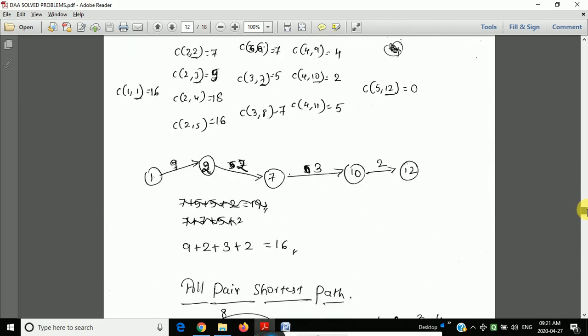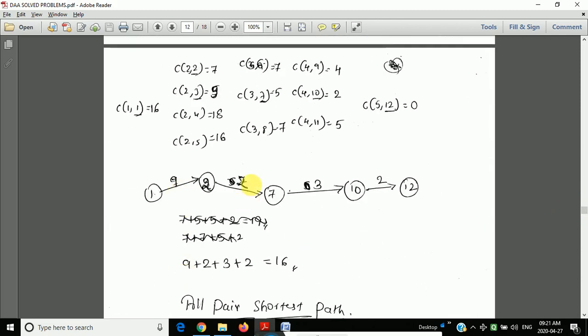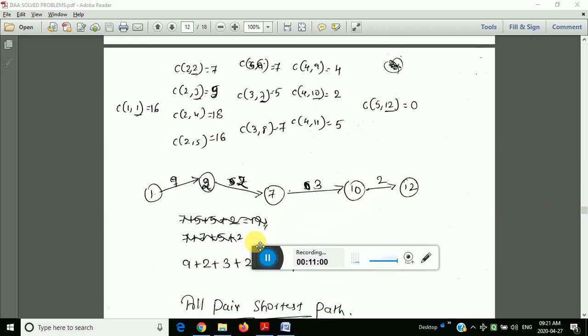So after that we have to find the cost. So 9 plus 2 plus 3 plus 2. So you will get the answer. Total cost is 16. In this way we have to solve.